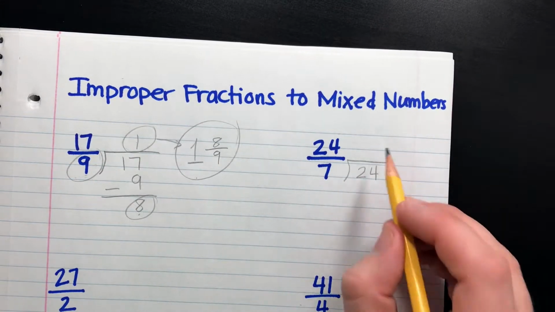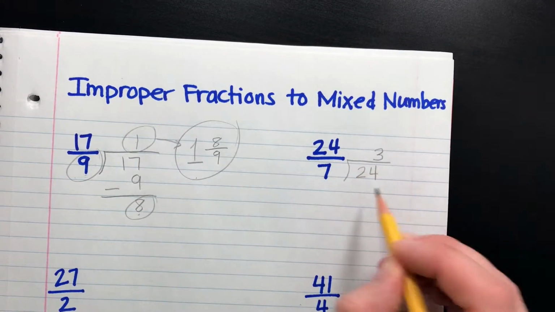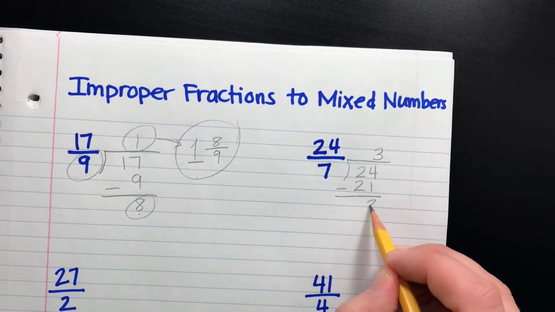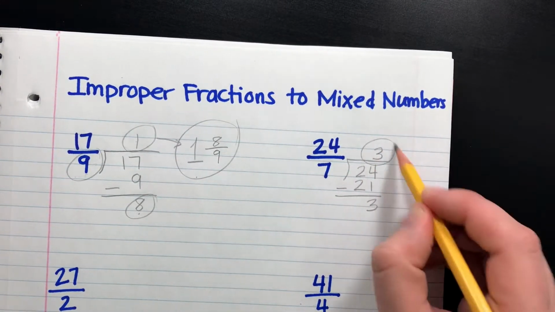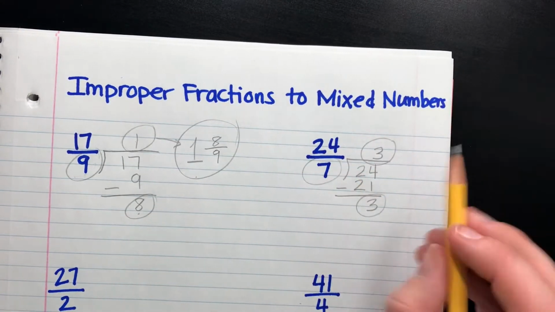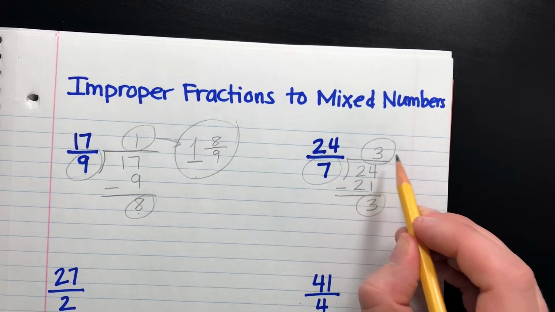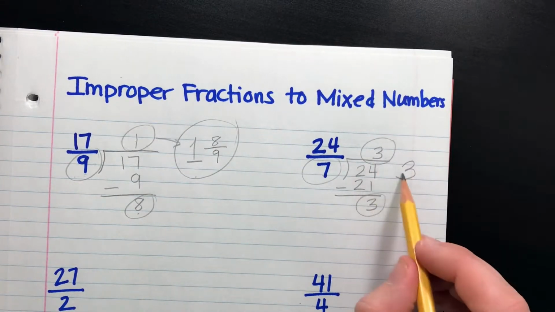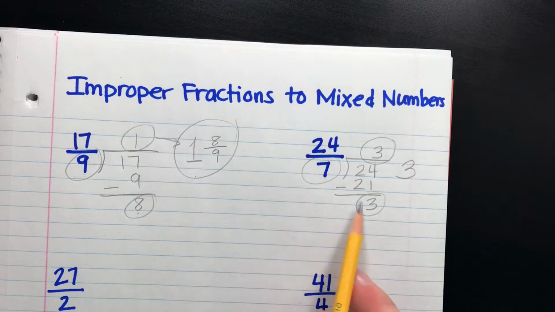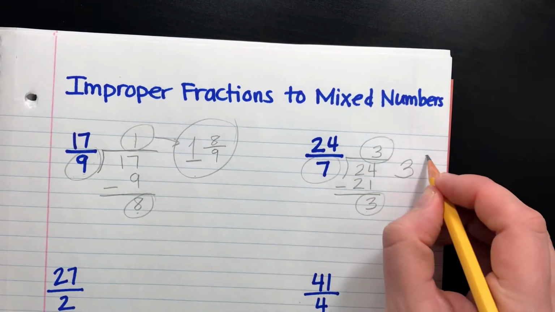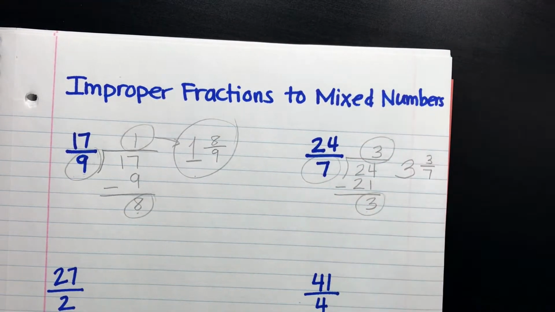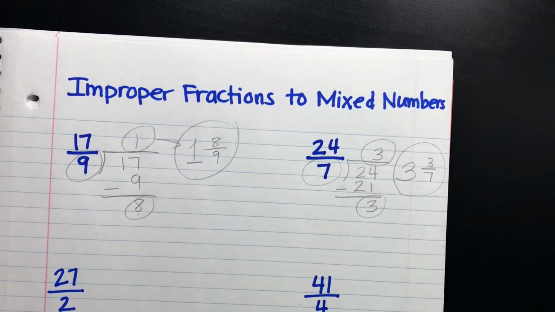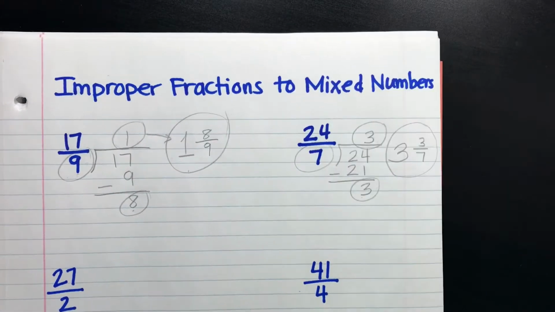7 goes into 24 3 times because 7 times 3 is 21. I'm going to subtract. 4 minus 1 is 3. So now we have our numbers. We just have to figure out where to put them, right? Top number, the king number, the big number is always our whole. So 3 goes there. And then here we have our fraction, 3/7. Smaller number always goes on top. So 24 over 7 equals 3 3/7.